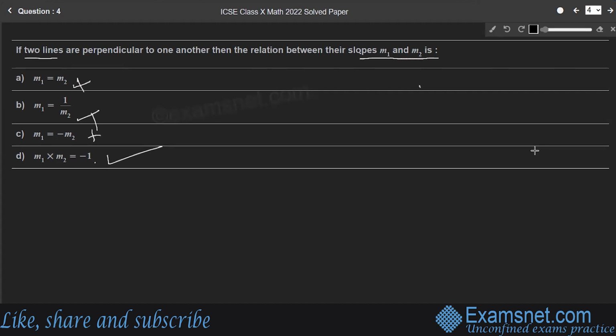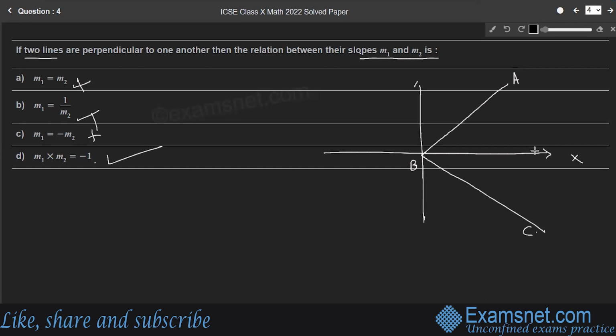So for that, let us consider two perpendicular lines. Let AB be a line, and BC be another line which is perpendicular to AB, like this. So this is x-axis and y-axis. So let us draw two perpendiculars: one perpendicular from the first line to the x-axis, and another perpendicular from the other line to the x-axis. Let both the perpendiculars meet the x-axis at some point. Let it be D.